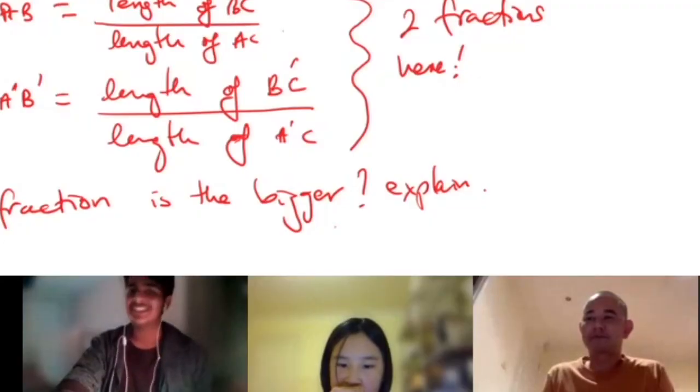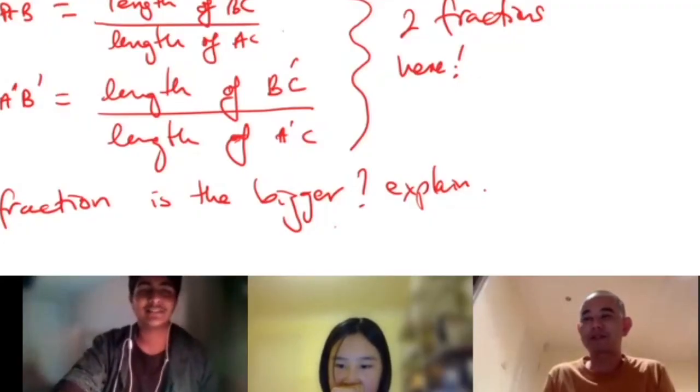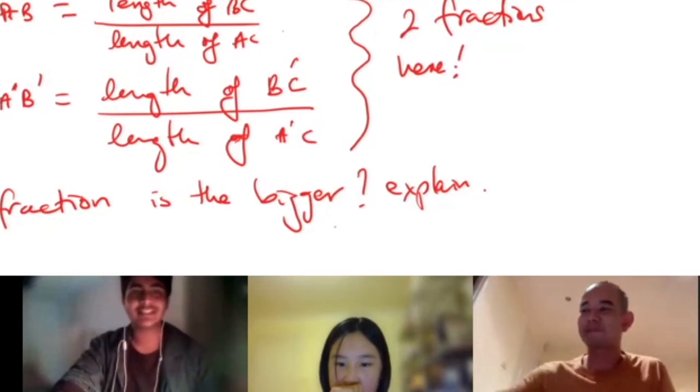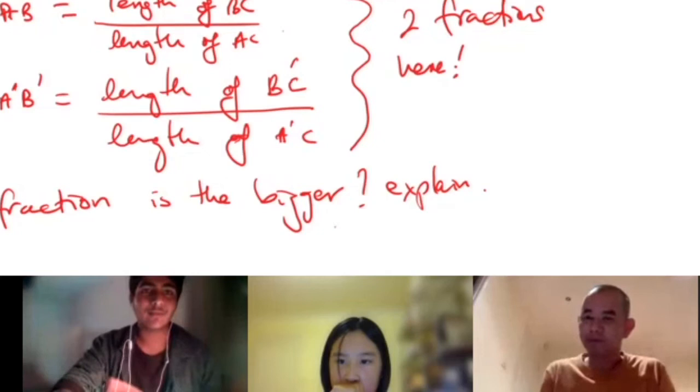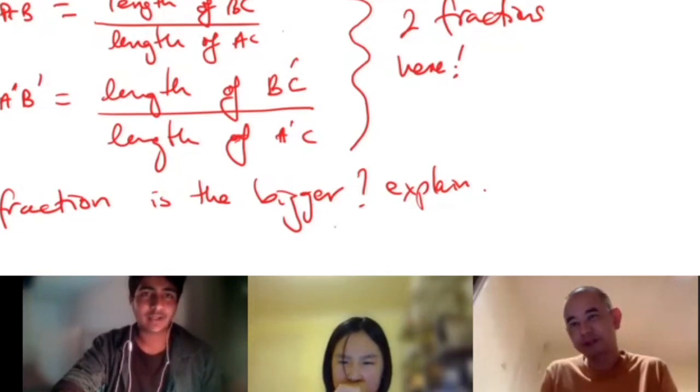Not necessarily, sir. Go ahead. It's very obvious that B dash C is more than twice as big as A dash C, whereas BC, if it's bigger, it's only marginally bigger. Well, it's still greater than 1.